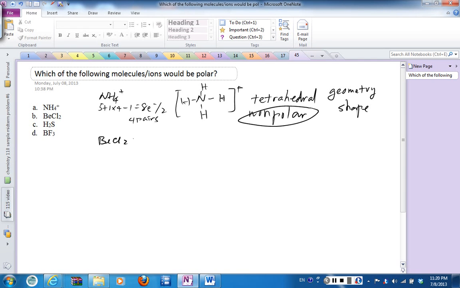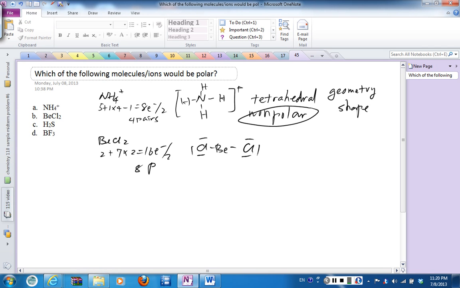Beryllium chloride. Be is in group 2. Chlorine is in group 7. Got 2 of them. Total of 16 valence electrons. Of course, 8 pairs. Be, Cl, 1, 2, non-central atom octet. That's 8 pairs used.